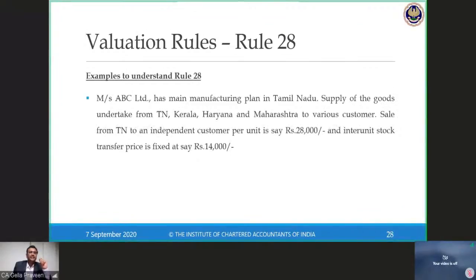Rule 28. Now this is one important rule. Rule 28 is one important rule which most of you will come across when you get into the corporate world, when there is a distinct person transaction.